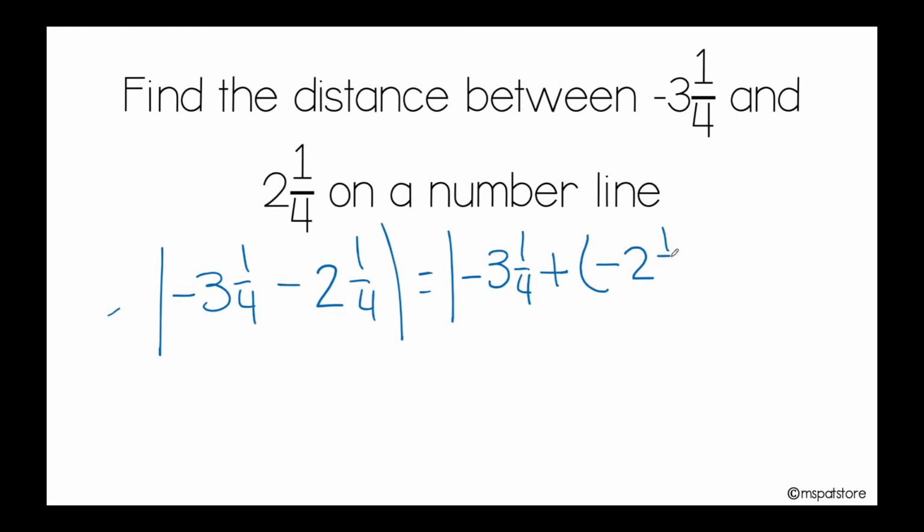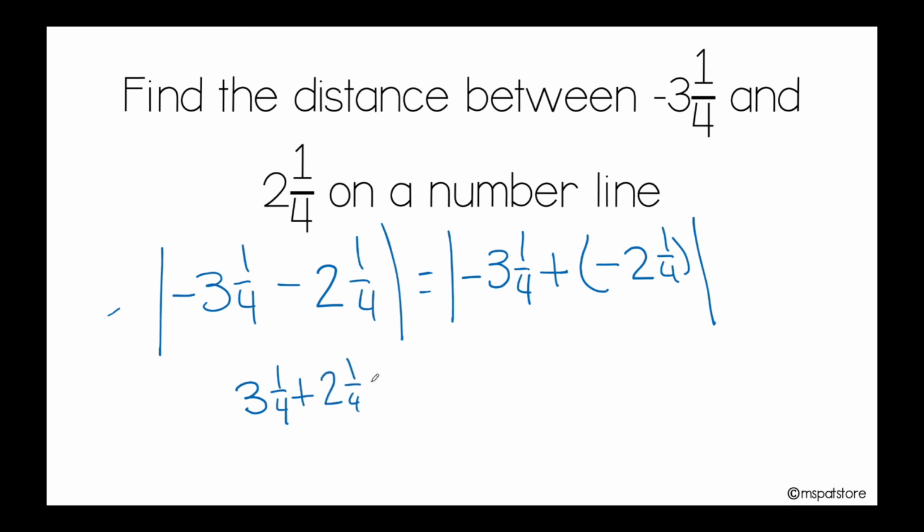There you go. As you can see, they have the same sign. So you're going to add their absolute values. Absolute value of negative 3 and 1/4 is positive 3 and 1/4. So let's add them here. And then absolute value of negative 2 and 1/4 is positive 2 and 1/4.